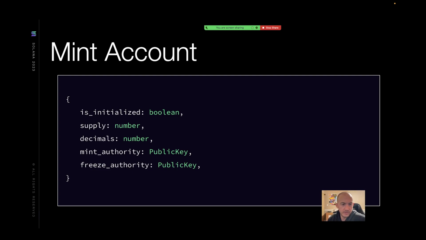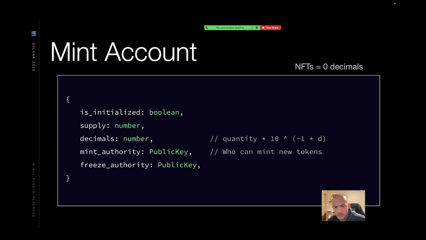So is initialized, obviously, whether or not it's been initialized as a mint, the total supply, the decimals, right? And then, again, like we said, NFTs, zero decimal places. And then the mint authority. So that's going to be the account that can actually mint new tokens. So if you want to run that mint to function that we saw earlier, you have to be the mint authority. So when you create this mint, you set this value, and then whoever this is set to has to sign to authorize the minting of new tokens.